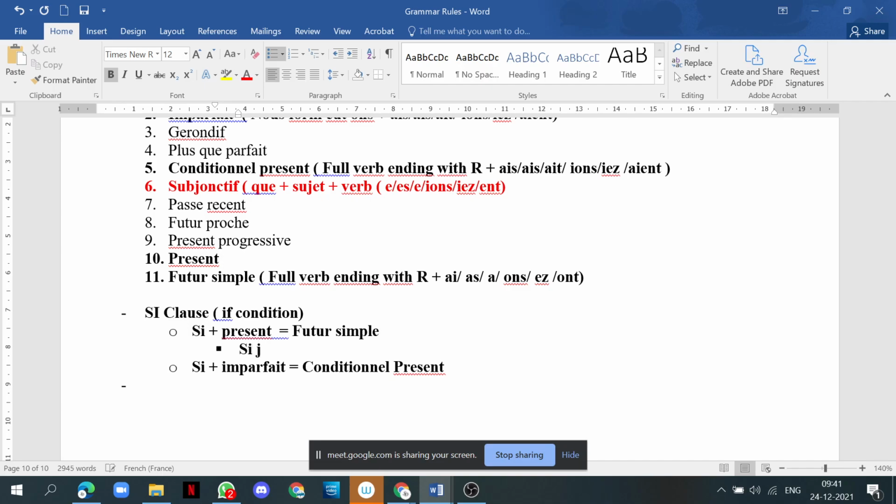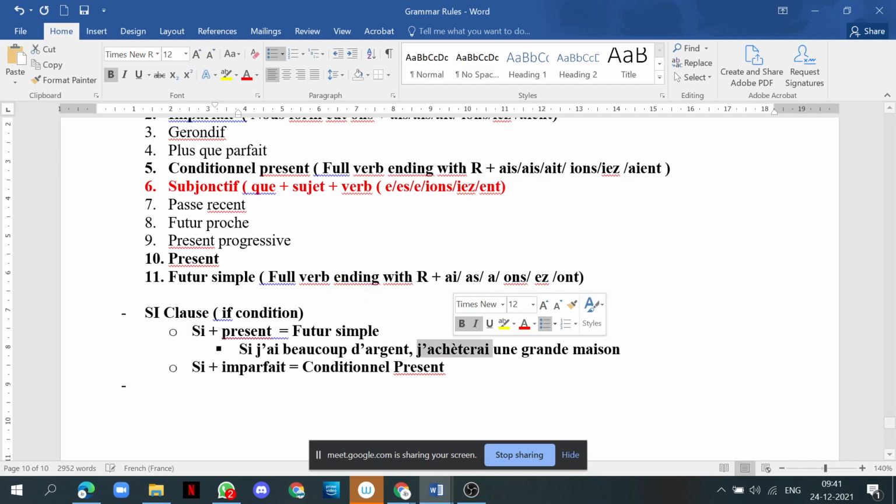Si j'ai beaucoup d'argent, present tense. If I have a lot of money, j'achèterai. Look at the future simple endings, it will be AI. So j'achèterai une grande maison. I'll buy a big house. So if you look at the tenses here, j'achèterai will be future and j'ai will be present tense.